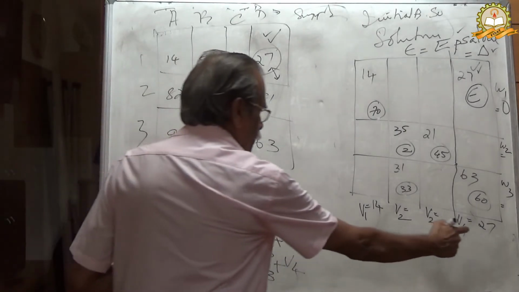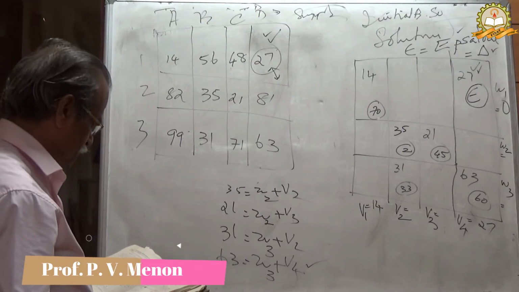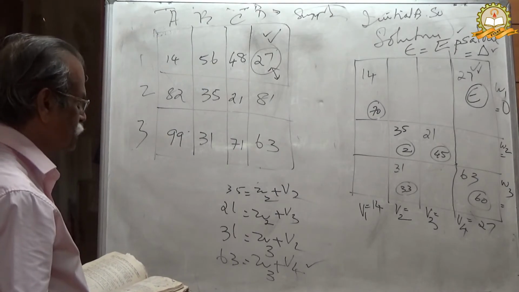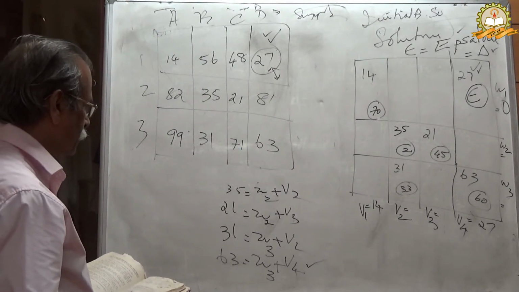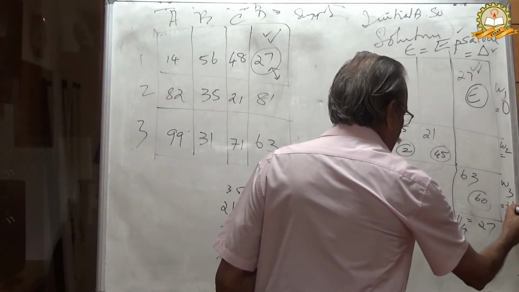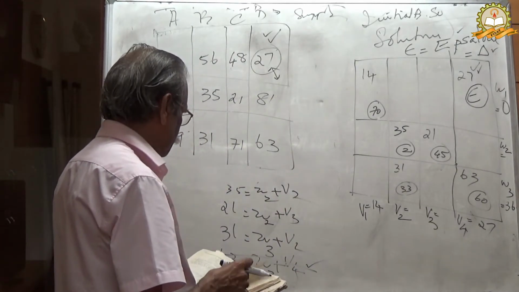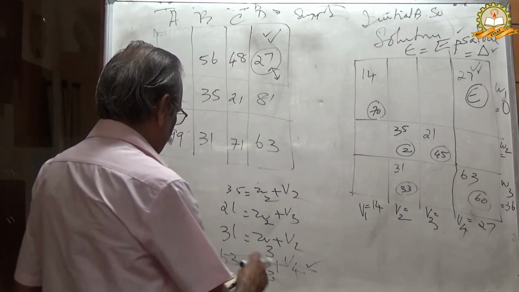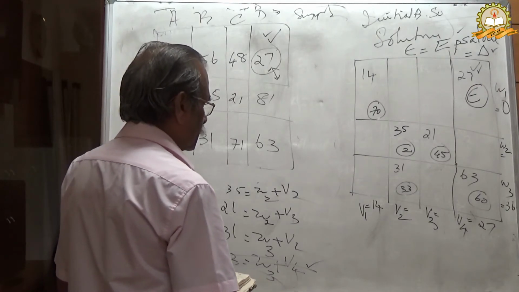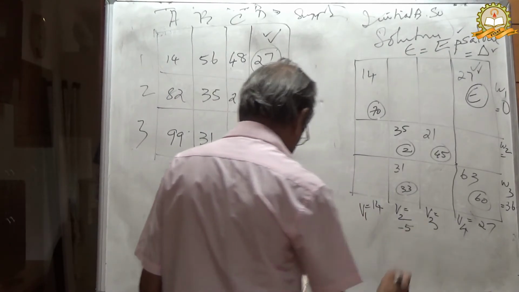Now, V4 is given to be 27. Therefore, you start with this 27. Therefore, U3 becomes: 63 equal to U3 plus V4, V4 equal to 27, therefore U3 becomes 36. Then 31 equal to U3 plus V2. U3 equal to 36. Therefore, V2 equal to minus 5.